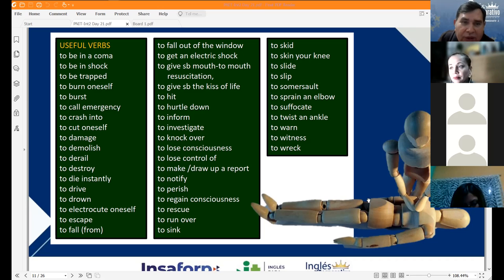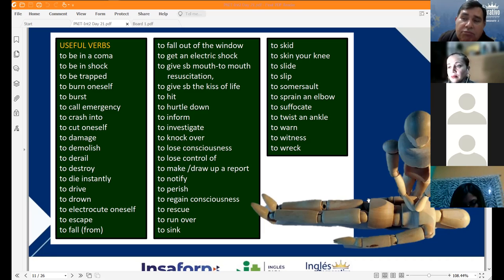for example, to get an electric shock, to give someone mouth-to-mouth resuscitation, or to give someone the kiss of life. To hit, to hurtle down, to inform, to investigate, to knock over, to lose consciousness, to lose control of, to make a report or to draw up a report, to notify, to perish.